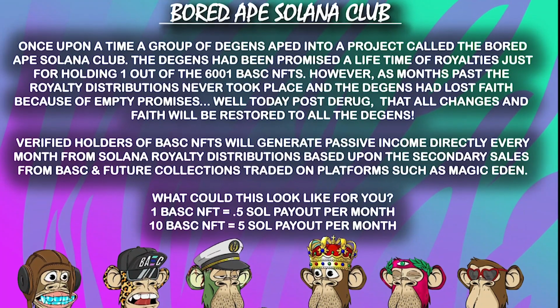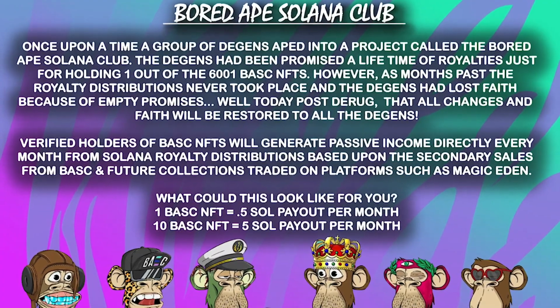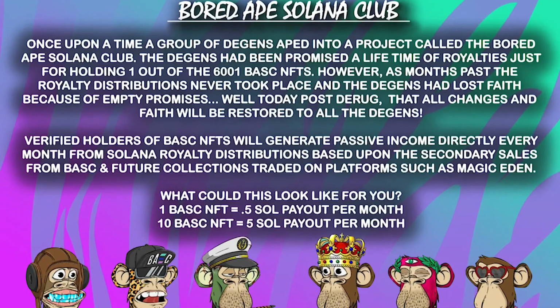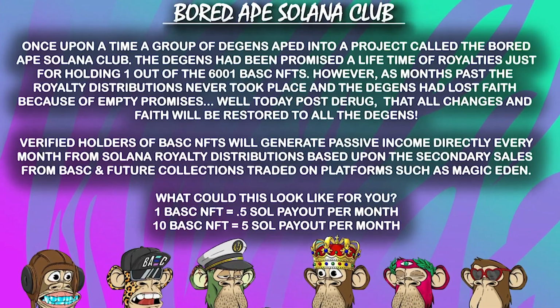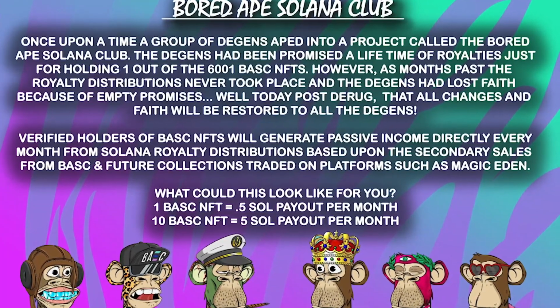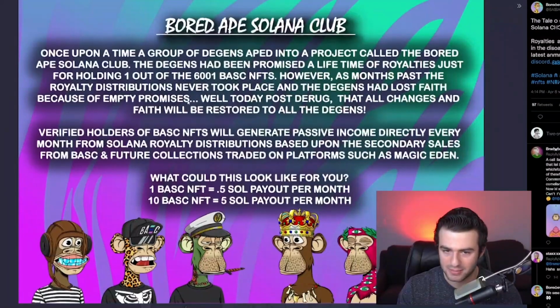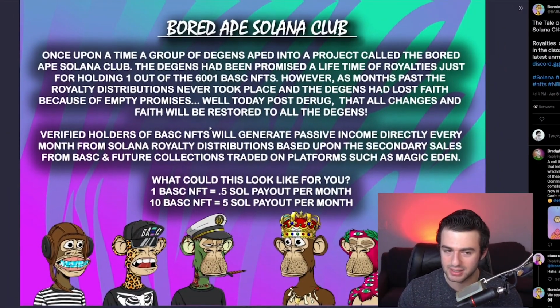When taking a look at this announcement from their Twitter here, they say, once upon a time, a group of DeGens aped into a project called the Bored Ape Solana Club. The DeGens have been promised a lifetime of royalties just for holding one out of the 6,001 Bored Ape Solana Club NFTs. However, as months passed, the royalty distributions never took place, and the DeGens had lost faith because of empty promises. Well, today, post the rug, that all changes, and faith will be restored to all the DeGens.